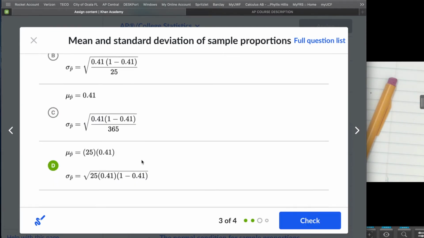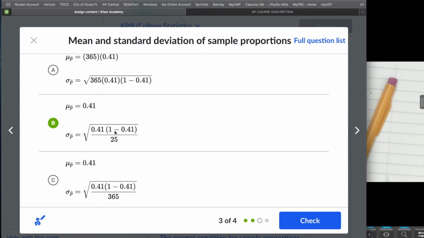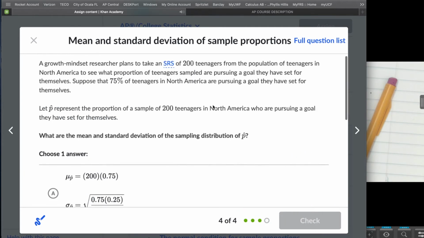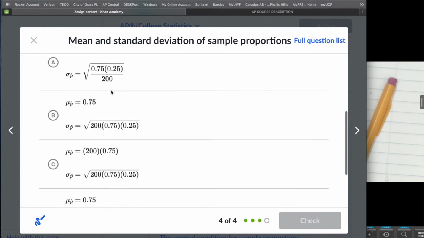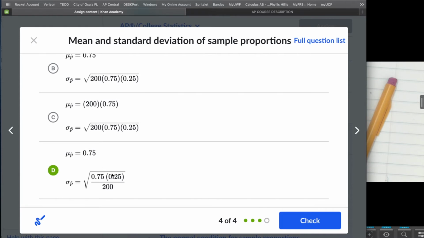Oops. This one. Notice this time they didn't actually calculate the 59, they just wrote it as the opposite of 41. Okay, and last example here. They don't have that kind of trick question again. Again, it's just going to be 0.75, and notice they're taking a simple random sample of 200 teenagers from the population of teenagers in North America. So 200 is definitely under 10% of all teenagers in North America. So 0.75, and then the standard deviation takes into account the sample size.